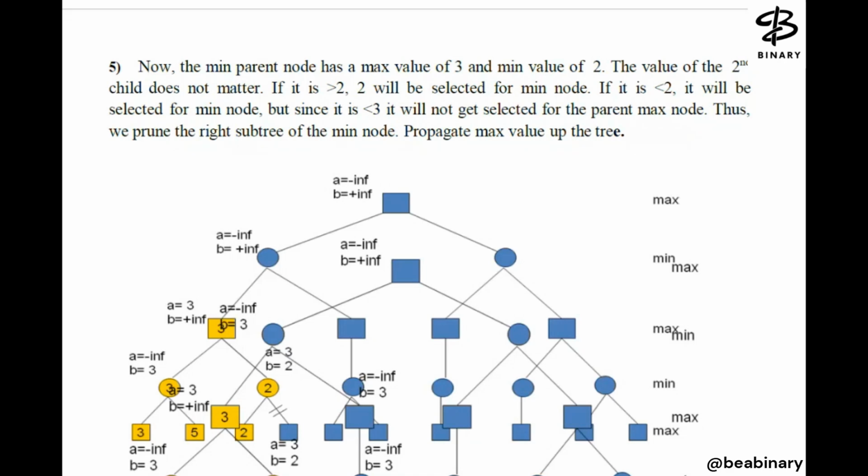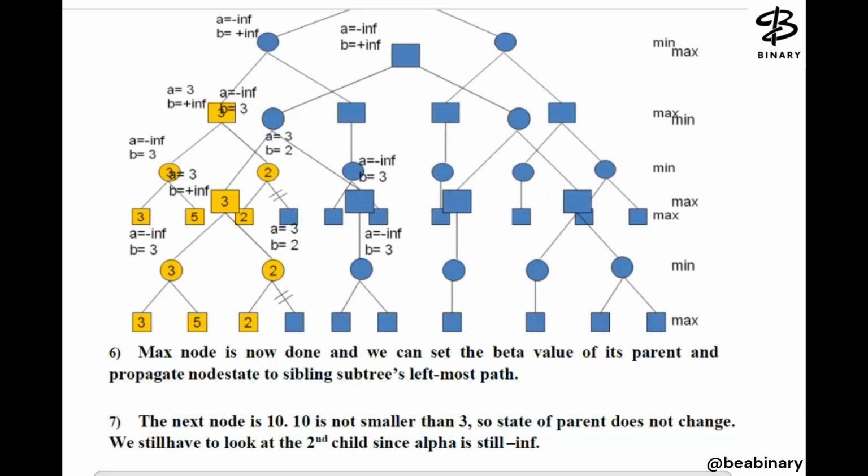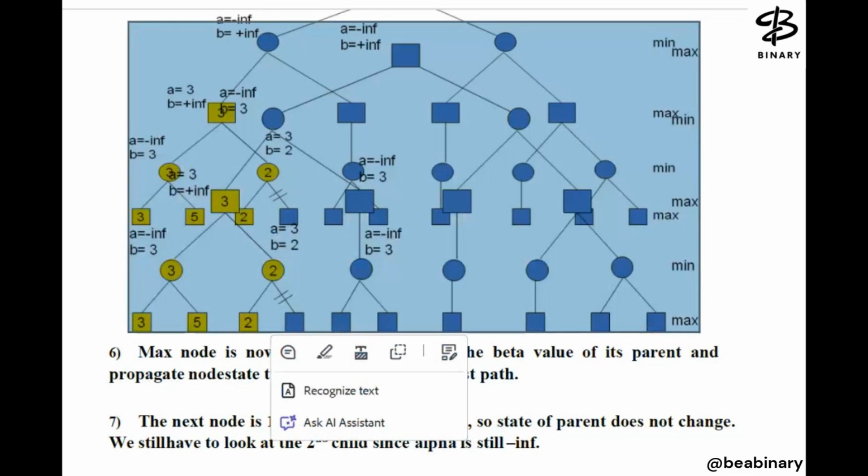Here also we prune the right subtree of the minimum node and propagate the max value up the tree. So here we have seen the example, and everywhere you see this symbol, it means the value doesn't matter, or simply we are using the prune function, where we are eliminating a particular search tree because there is no need for it, because we are comparing the values, and according to that we don't need any value here.